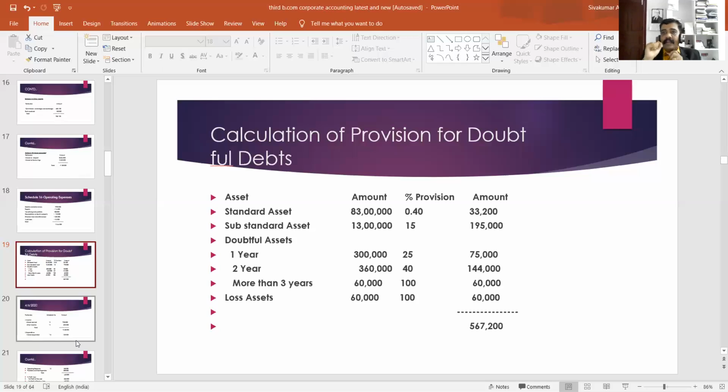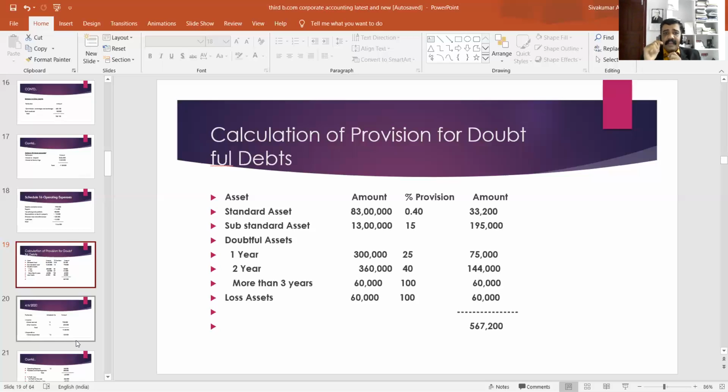Okay. Then what is NPA? Under the normal circumstances, NPA means a loan, cash credit, bills discounted, or term loan. When will a loan, cash credit, bills discounted, or overdraft be known as an NPA? If the principal amount or interest in respect of any loan, cash credit, overdraft, or bills discounted has not been paid for 90 days, then we may call it an NPA.